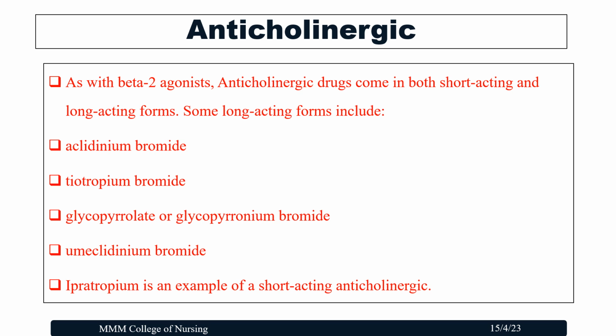Like beta 2 agonists, anticholinergic drugs also come in both short-acting and long-acting forms. Some of the long-acting forms include aclidinium bromide, tiotropium bromide, glycopyrrolate or glycopyrronium bromide, and umeclidinium bromide. Ipratropium is an example of a short-acting anticholinergic.